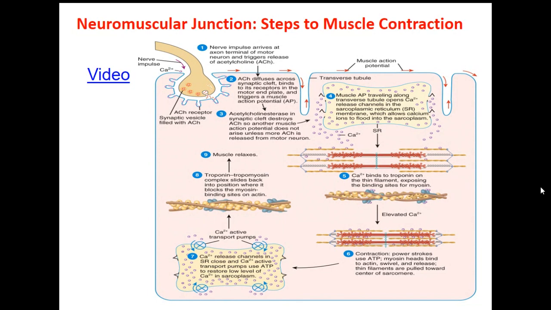And what's providing the energy for these cross bridges to do that? ATP. So every time a cross bridge hooks on and cranks like that, it uses one ATP molecule.